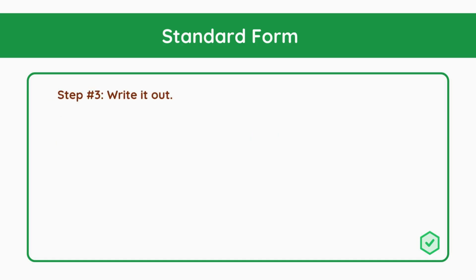Step 3. Write it out. But here is the important thing you need to remember. Because the original number was small, less than 1, the power is negative.